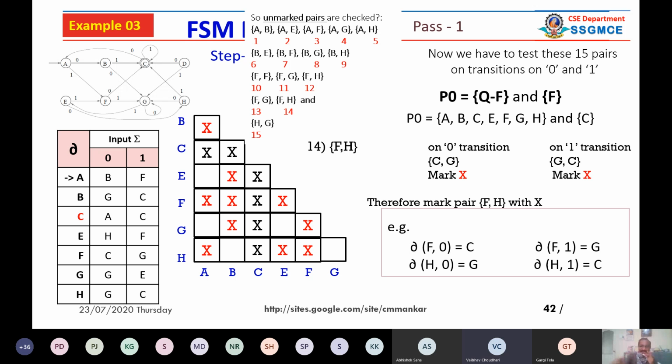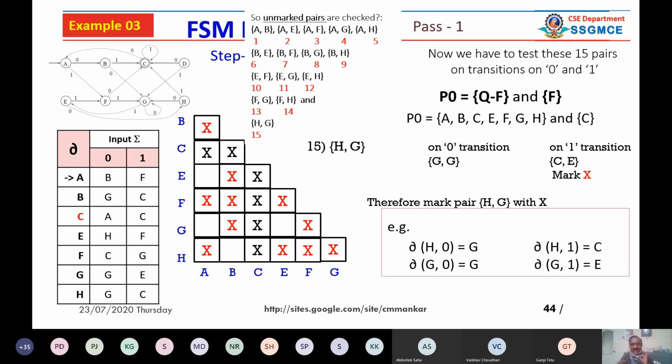Now last pair is remaining. So let us check this HG. तो HG में क्या हो रहा है? On 0 it is going to GG, so there is no problem. But on transition 1 it is going to CE. So C is on the right side of the partition 0 and E is on the left side of partition P0. So due to this we are marking HG as a cross like this.